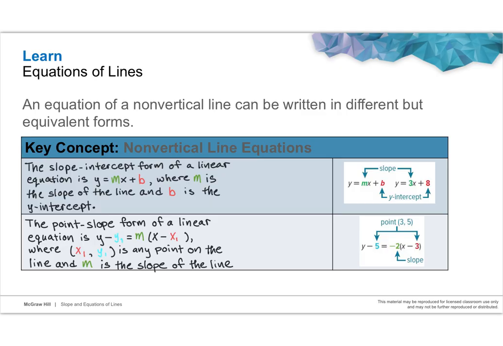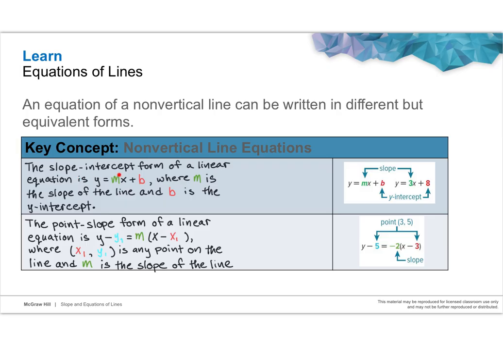Then a second form of the equation of a line is our point slope form, and that is y minus y1 is equal to m times x minus x1, where I'm taking a point and calling it x1, y1, and I'm taking the slope and substituting that in front of my x minus x1 in parentheses. Each of these forms is named for the values that you can read right off of the graph.